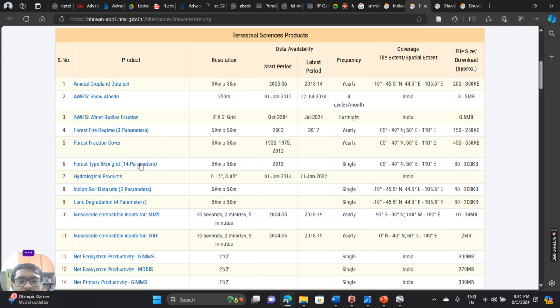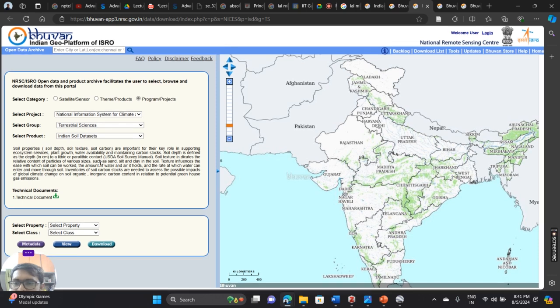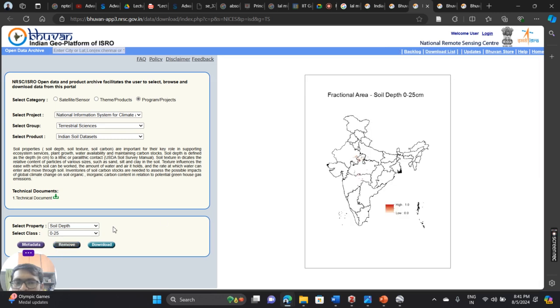Apart from that, you have these soil datasets as well. Three parameters are given, and if you want to read more about how they created these datasets, you can go to this technical document page and look into it thoroughly. In soil property, they have texture, depth, and mean soil carbon density. If we see soil depth, it's 0 to 0.25, how much soil is there?